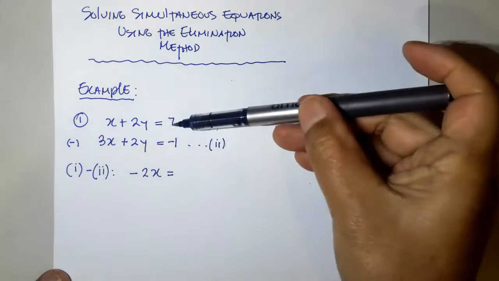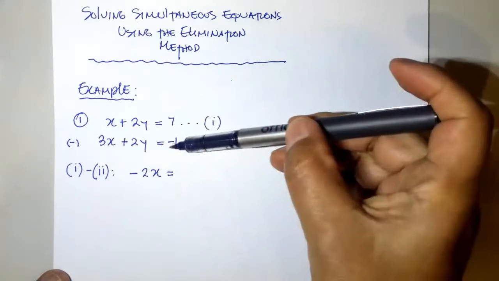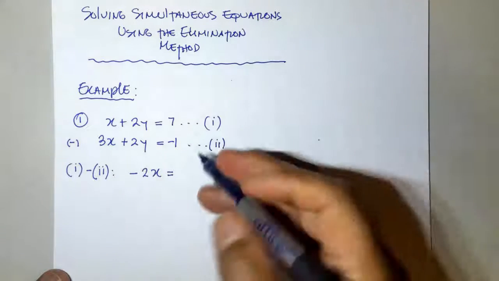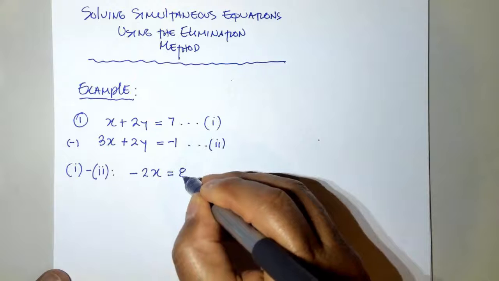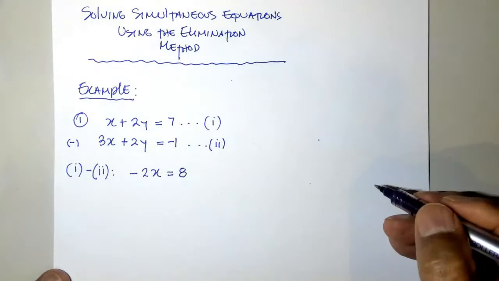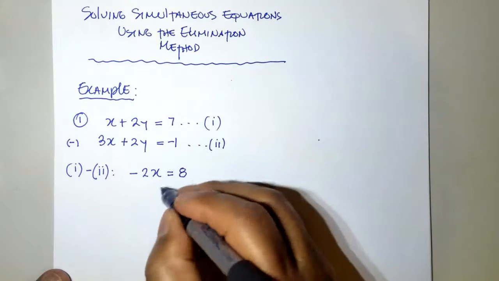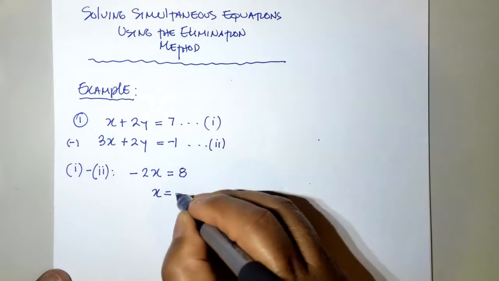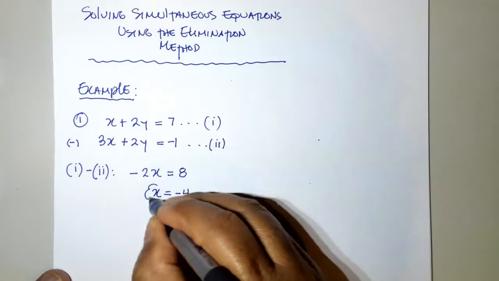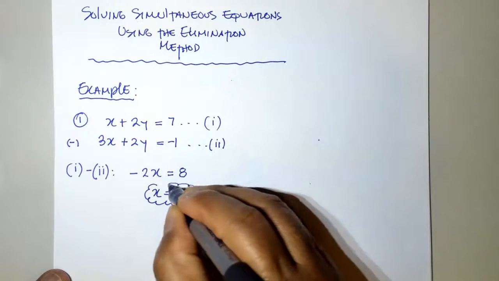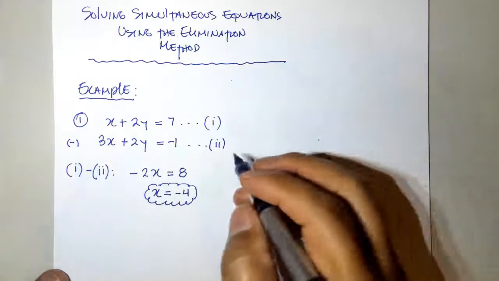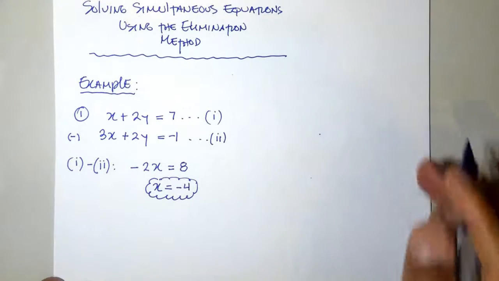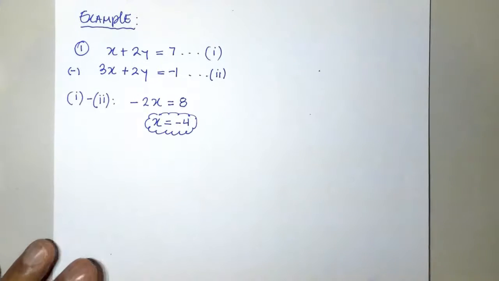And then we're going to do 7 take away minus 1, so negative and negative makes positive. That means this becomes 7 plus 1, which is 8. And then we are going to divide by -2, so x equals 8 divided by -2, which is -4. Right, so we already found the answer for x. You can see elimination works quicker than substitution.